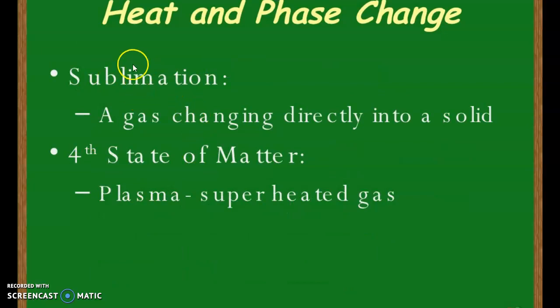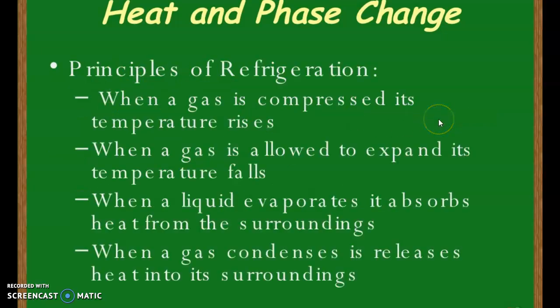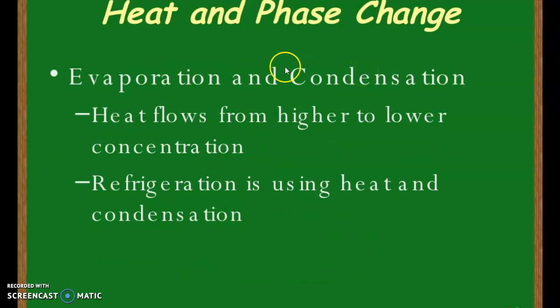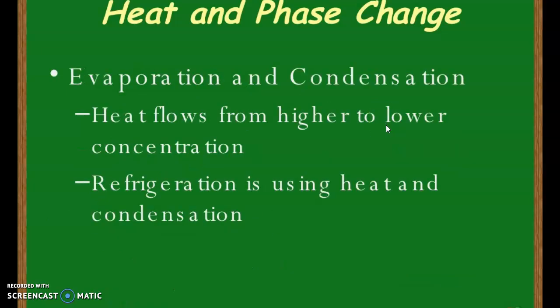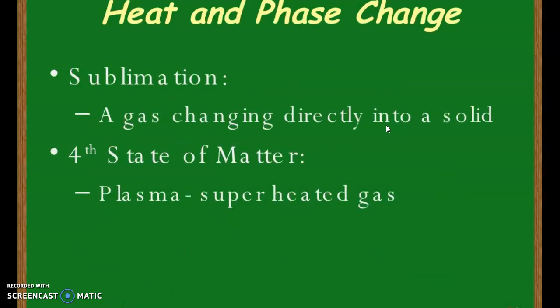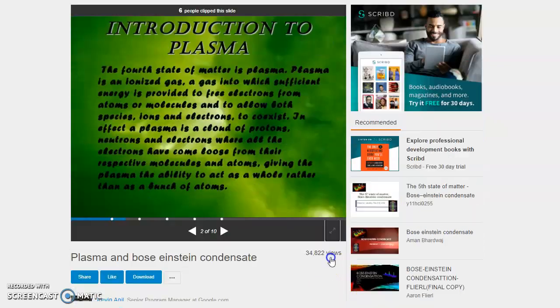And now sublimation: a gas changing directly into solid. So this is the process, for example, sublimation, when the gas is changing into solid. When we speak about condensation, it is when the gas changes into liquid, just so you do not get confused. And the fourth state of matter is called plasma, superheated gas. So we will see it here.